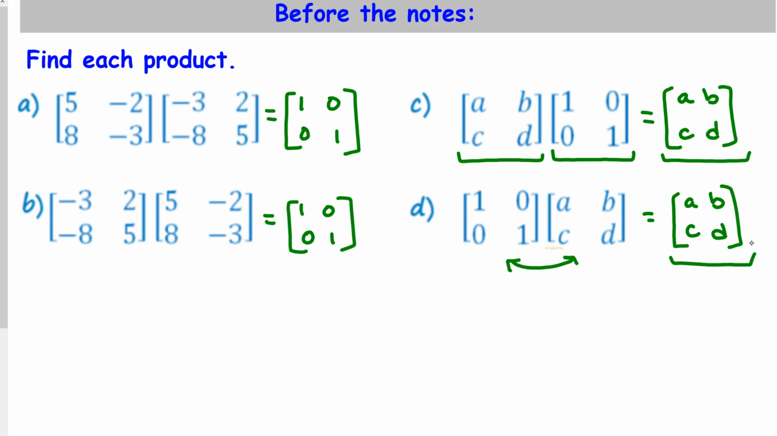So that should remind us of something that we know about real number properties. If you have the number 1 times A, you just get A. Or if you have the number A times 1, you just get A. 1 is the multiplicative identity.